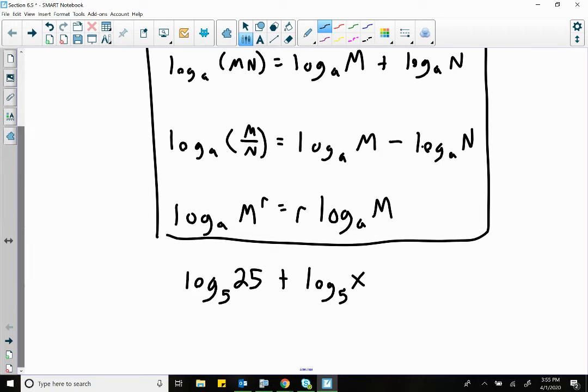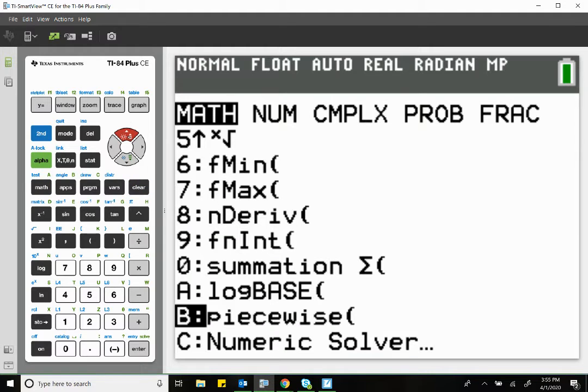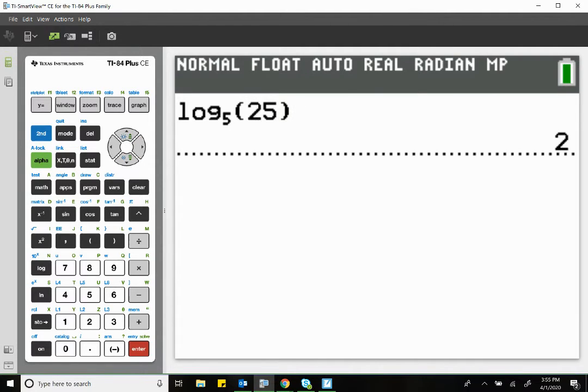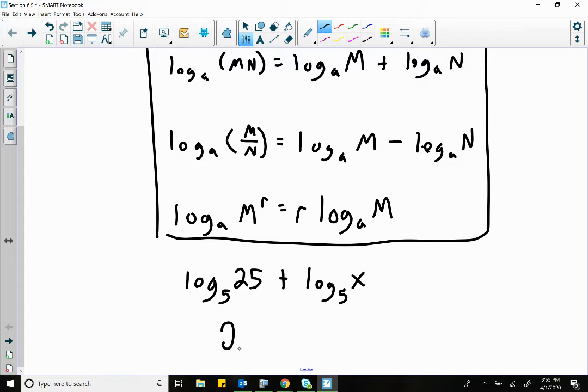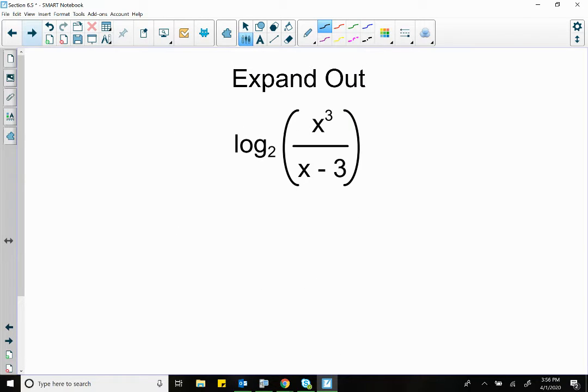Okay, now the last thing you have to do, if any of these we can figure out, we do want to figure them out. So like this log base 5 of 25, again, I've shown you in your calculator, go to math, scroll up, select this guy right there, and put in the 5, and then put in the 25, and that guy has to become the number 2. So any logs that we can simplify down, we do need to simplify them down. So in the end, this is the expanded answer that they're looking for. 2 plus log 5 of x. And there we go. All right. So go ahead, pause the video, give this one a shot.